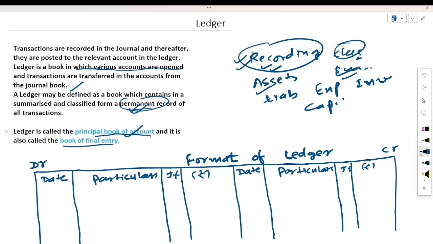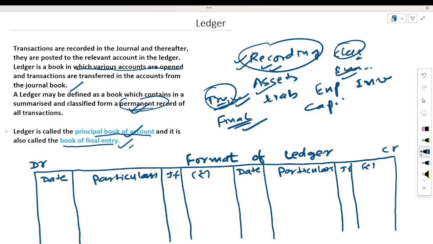After the posting of transactions into the ledger book, there is a need to prepare the trial balance, and from this trial balance we will be able to calculate the final accounts. So this is the reason why this book is known as the book of final entry.